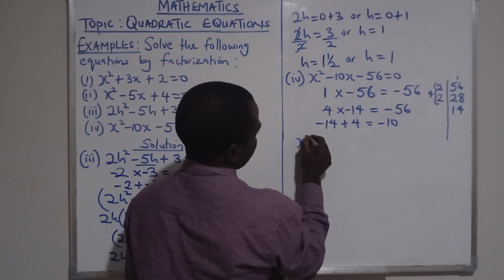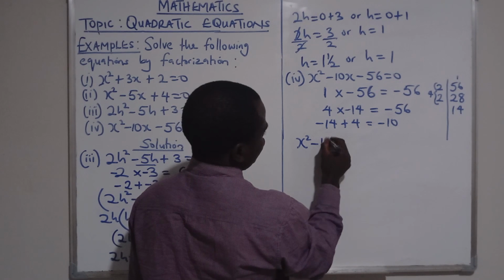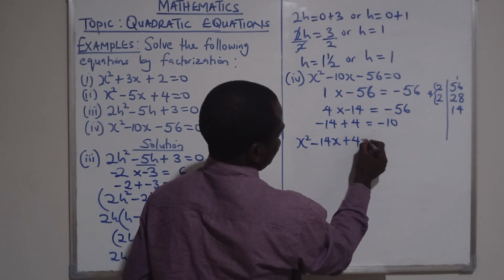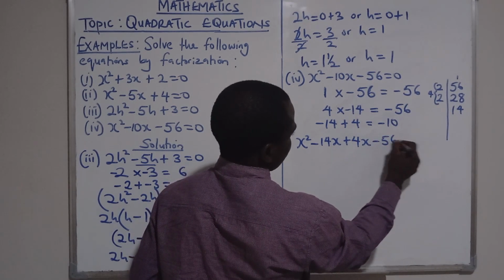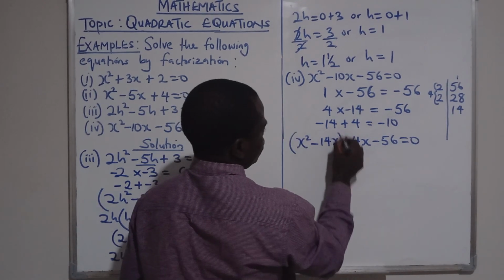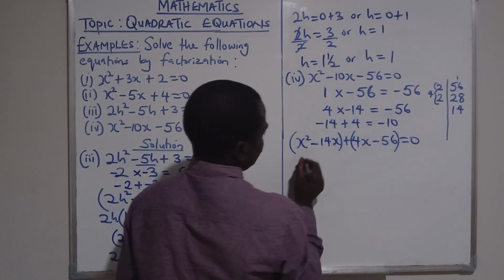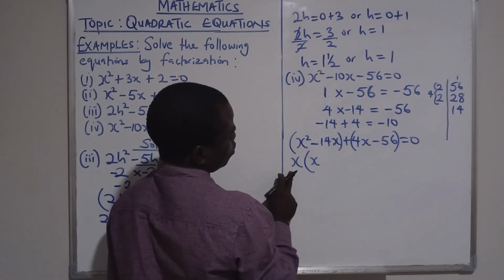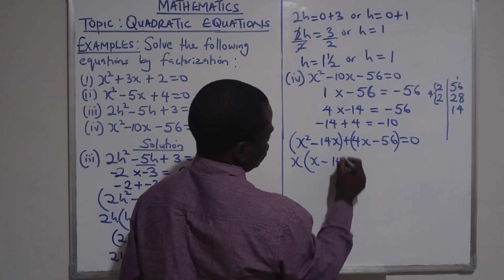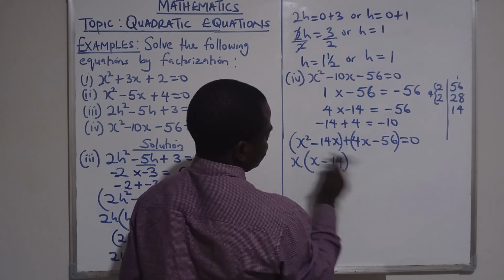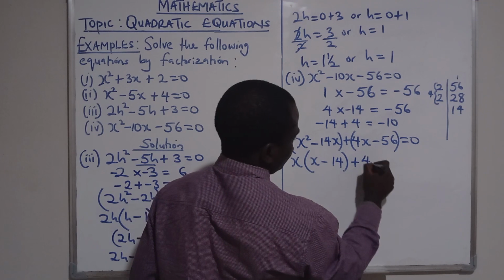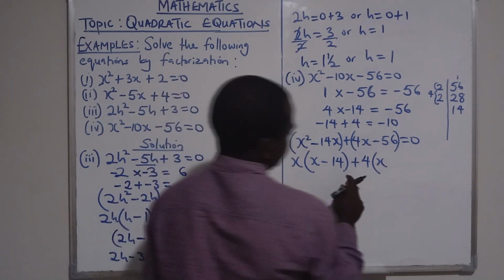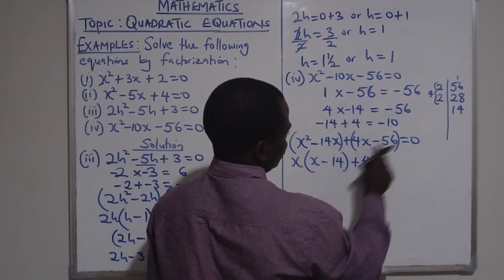So the two numbers that go for this, you now replace it back. You're having x squared minus 14x plus 4x minus 56 equals 0. Let's factorize. What's common? x into x. When you bring x out, you have 1x minus 14. Is that okay? x is common, plus 4 into x. 4 is common. 4 can go in 4, 4 can go in 56.